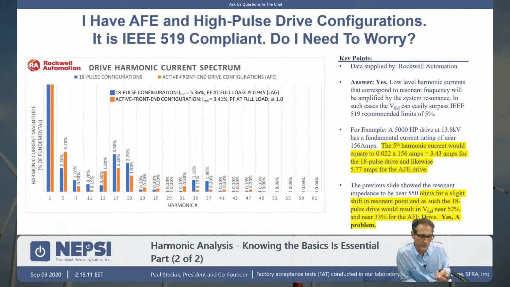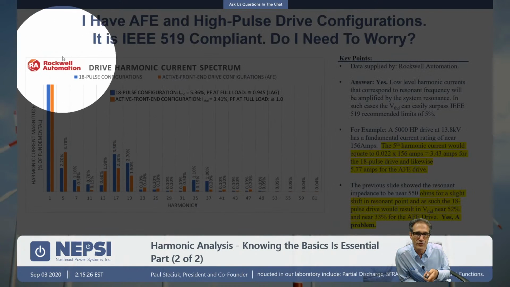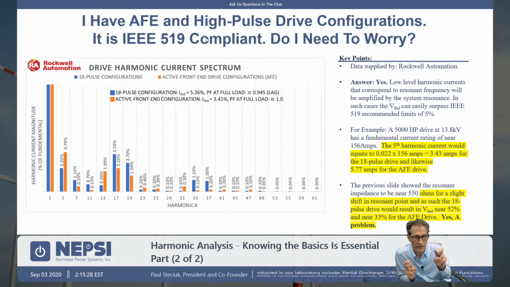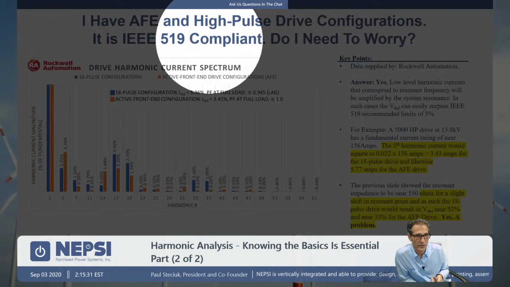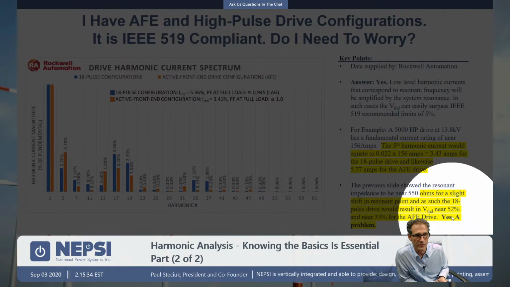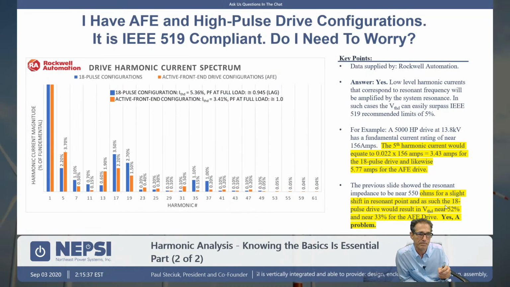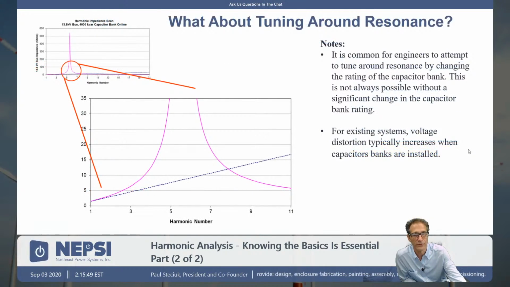We also talked about the fact that when you do apply what I would call IEEE 519 drives or active front-end drives, you still have a concern. There's still a concern for harmonic resonance. Even low-level harmonic current injections from these high-pulse drives or these IEEE 519 drives can still produce a fair amount of voltage distortion. And in this case, with the sample problem, we calculated something on the order of 52% for one type of drive and 33% for the other. So the concern still exists when you have an active front-end drive or IEEE 519 compliant drive.